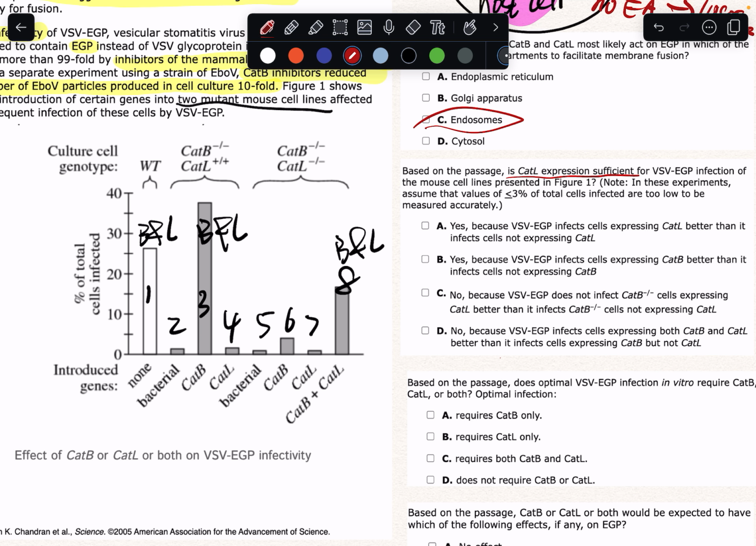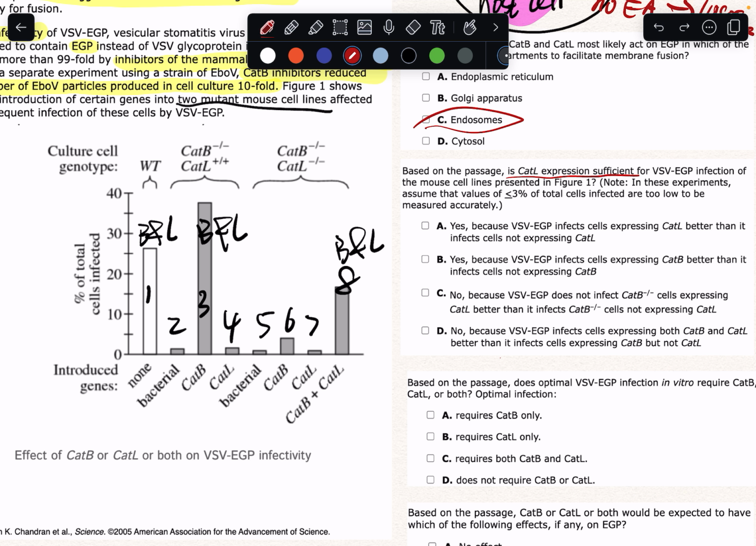Okay? So basically, this worthy question, let's simplify it, is asking: is cat-L, one of the proteases that was introduced in the passage, efficient for a decent amount of infection, right? That's all it's asking about, okay? So I'm going to analyze all of A, B, C, D for you in just a second, okay?